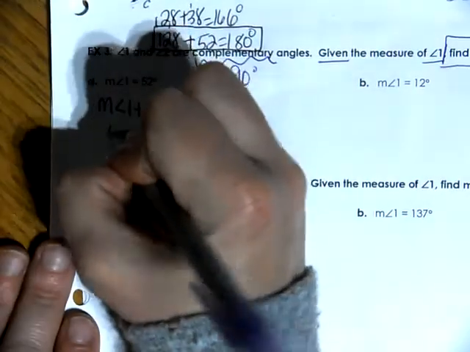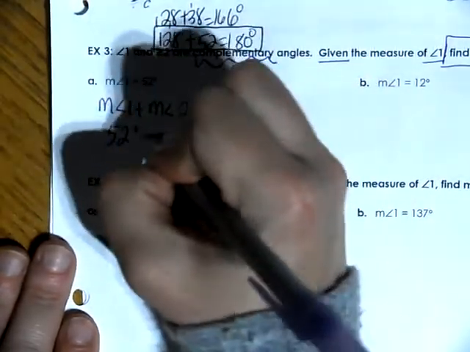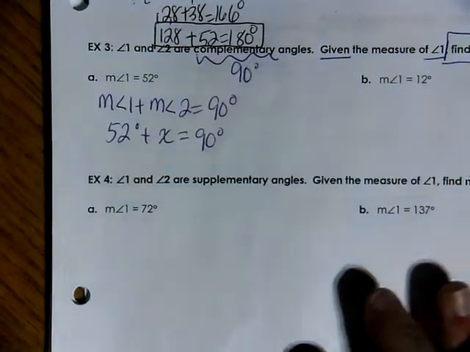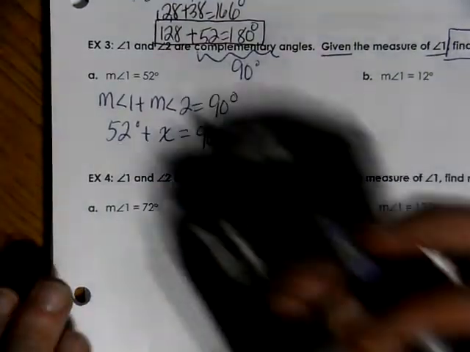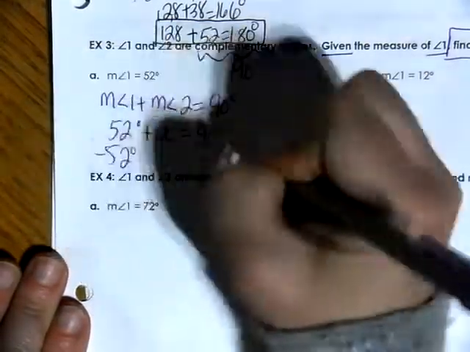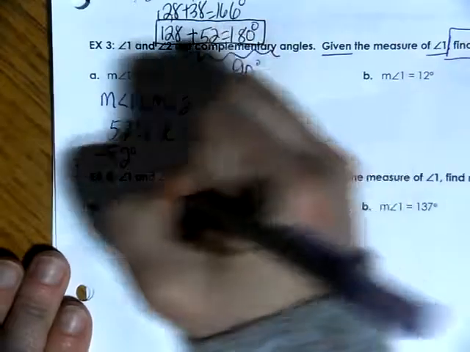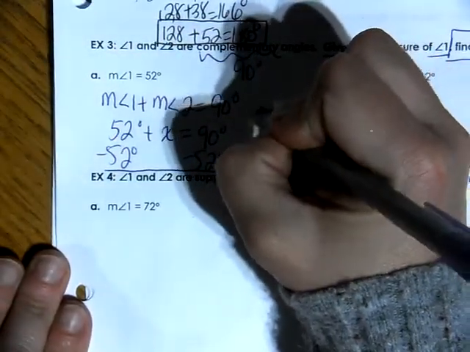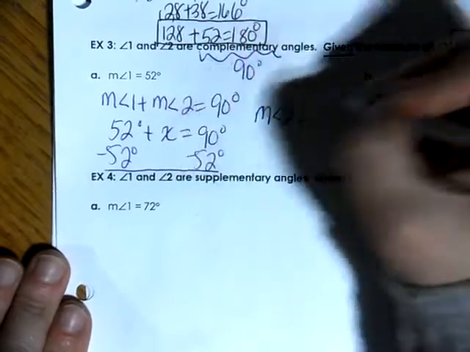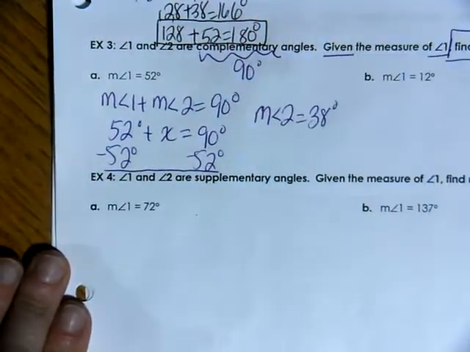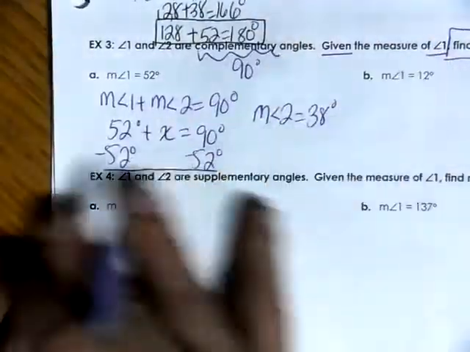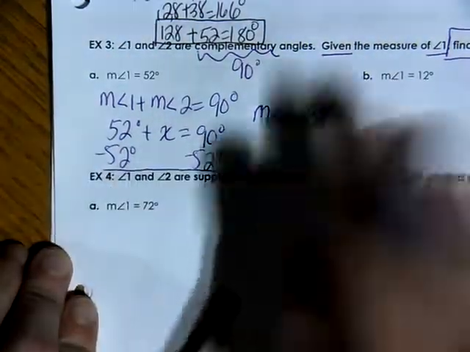So if I know that the measure of angle 1 is 52 degrees and I don't know what the measure of angle 2 is, but I do know it equals 90, this would be the equation that I would set up. So now I'm going to subtract 52 from both sides, and when I do that, I'm going to end up with 38 degrees. So the measure of angle 2 is going to be equal to 38 degrees. Now you do not have to get fancy with it like this. This is how you would set up an equation to solve your answer.